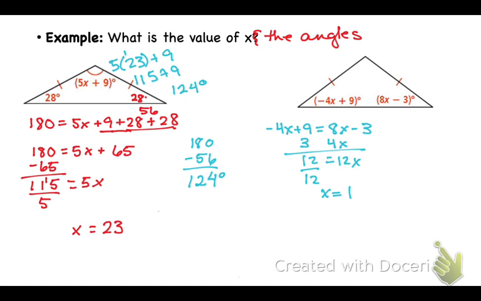I plug in 1, yes? Yes. So 4 times 1 is 4, right? So 4 and 9 is 5. So this whole angle is 5 degrees. That's pretty little, isn't it? Okay, so when we do the next one, we better get what? 5 degrees. So we get 8 times 1 is 8. Minus 3 is what? 5.